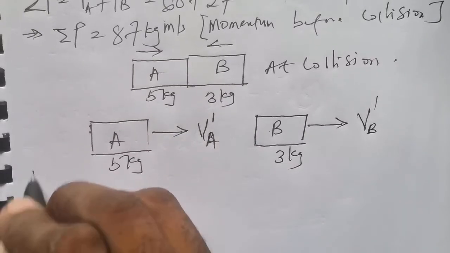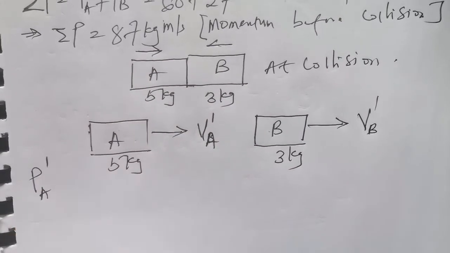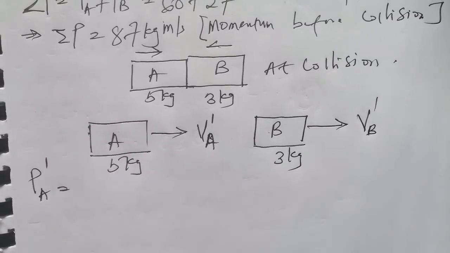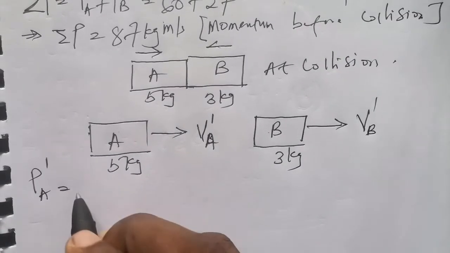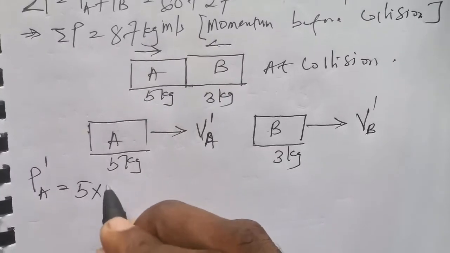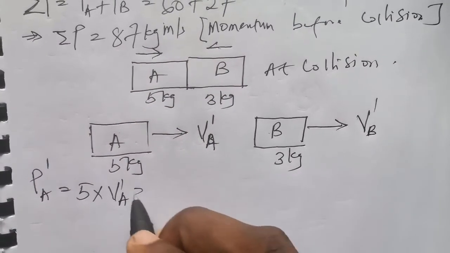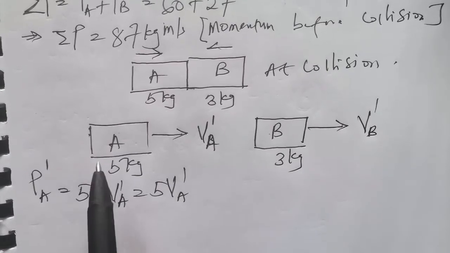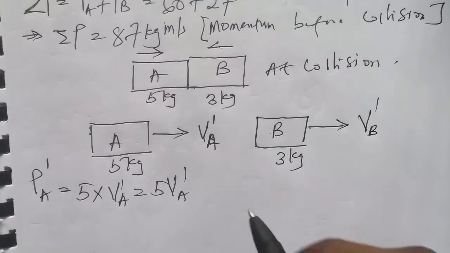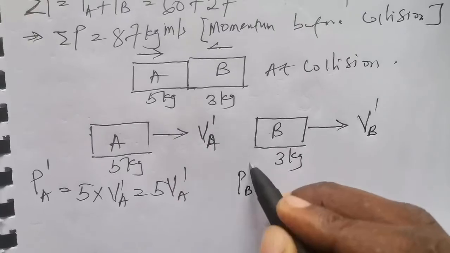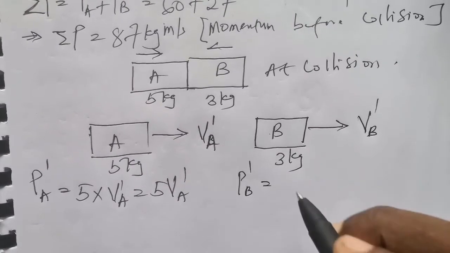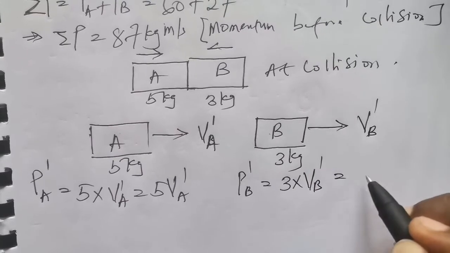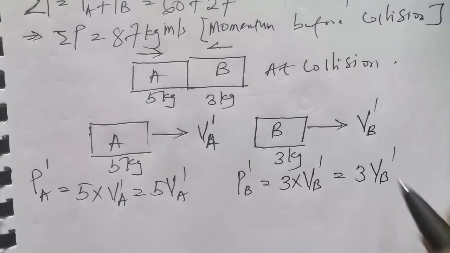Momentum of collar A, call this PA prime, is going to be, remember, momentum is mass times velocity, so it becomes 5 times VA prime. So this is actually 5 VA prime. That is the momentum of collar A after collision. Similarly, momentum of collar B, call that PB prime, after collision remains 3 times VB prime. So this is actually 3 VB prime.